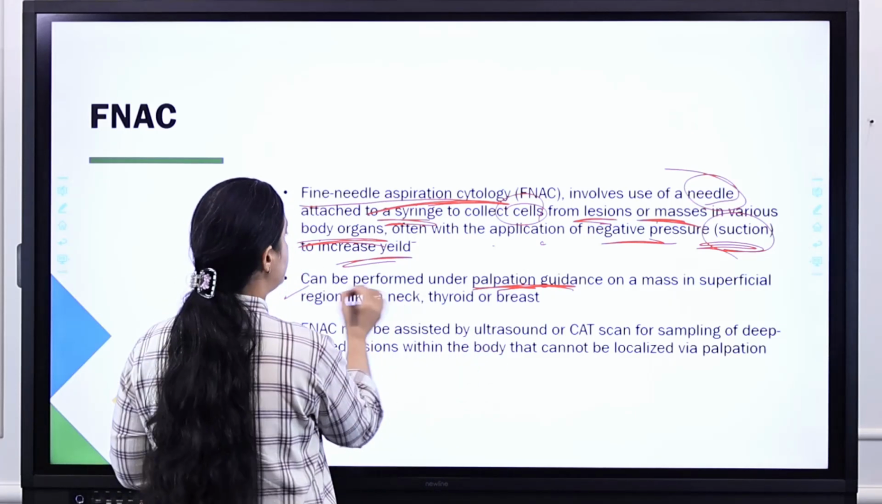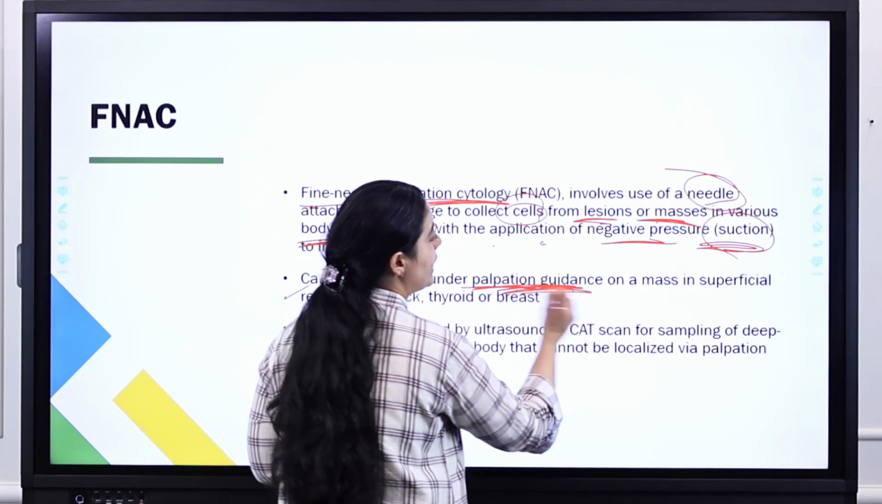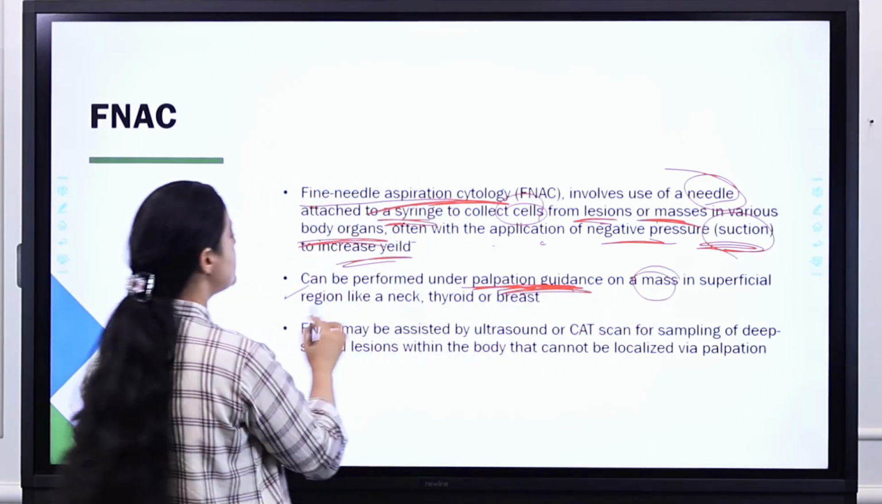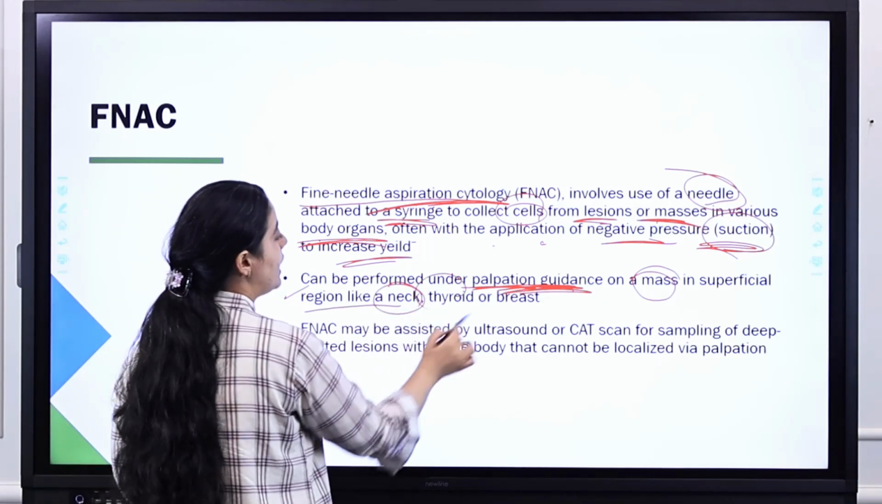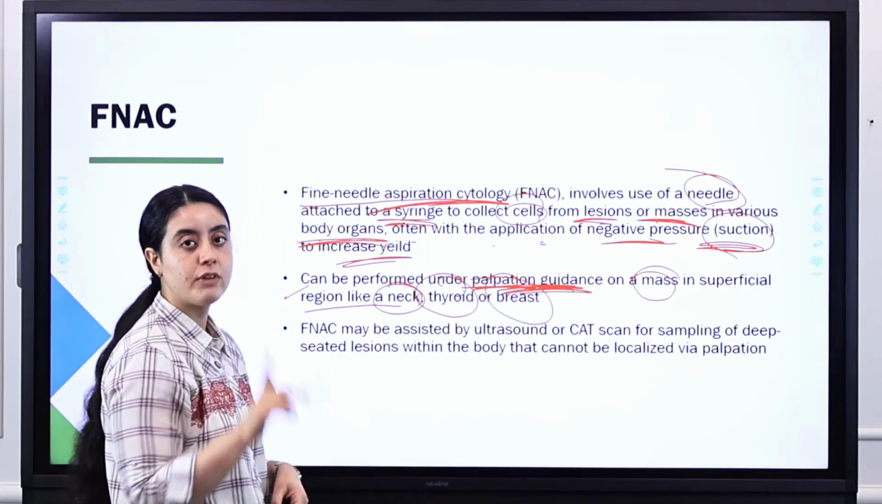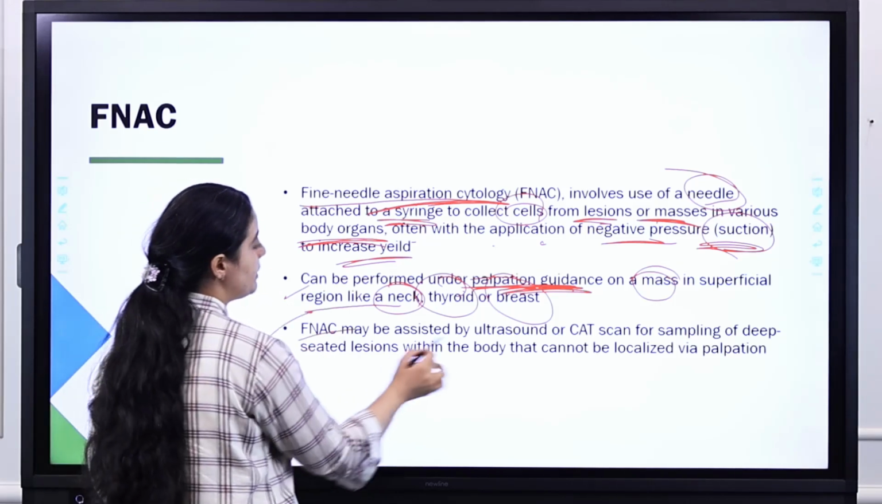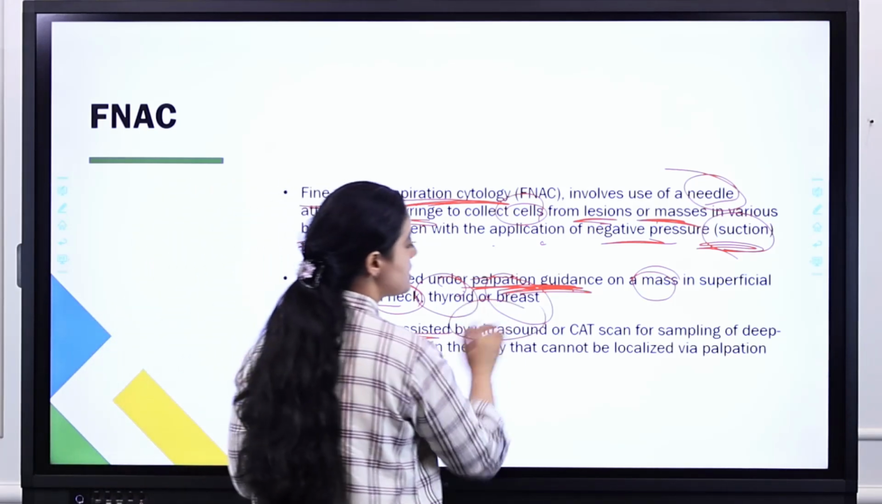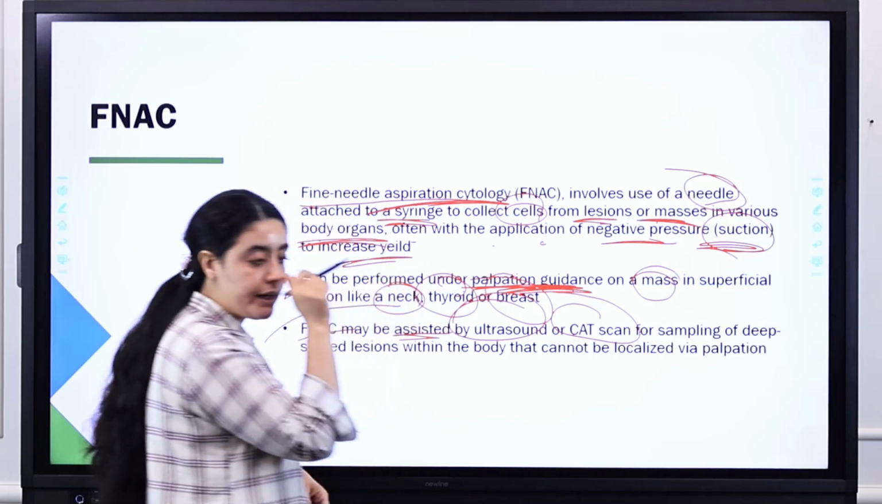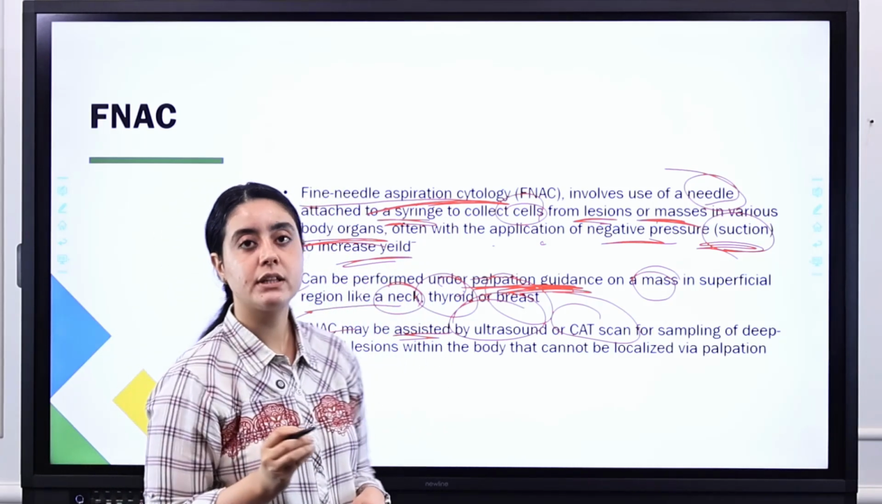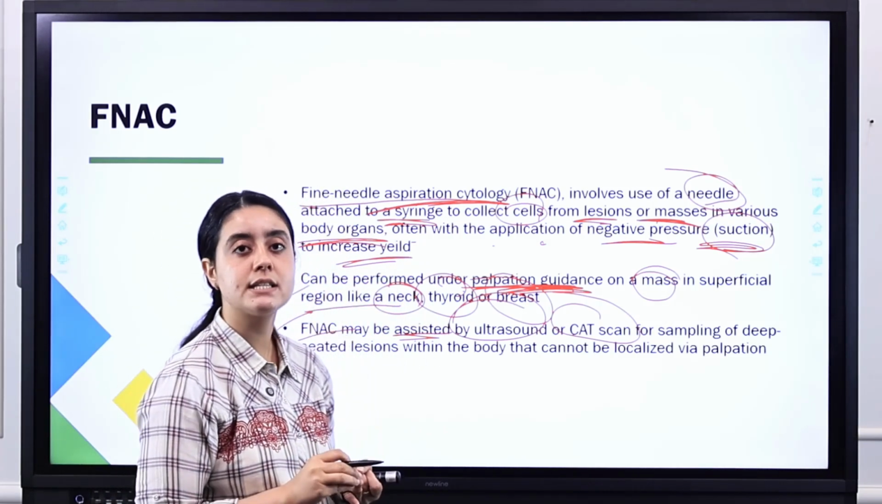So it is performed under palpation guidance on a mass in a superficial region like the neck, thyroid, or breast. First we have to check the palpation. Then FNAC may be assisted by ultrasound or CT scan. Why does it have to be assisted with techniques like ultrasound or CT scan?